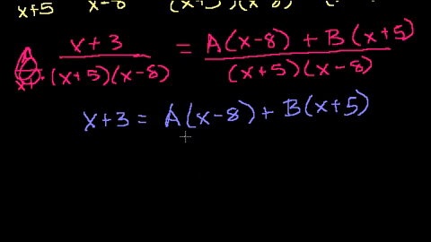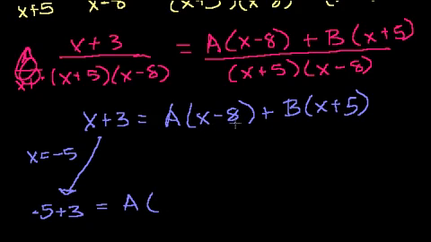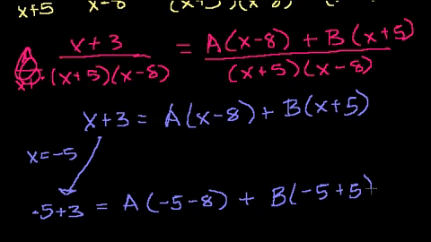If you want to solve for a, let's pick an x that'll make this term disappear. So what x would make this term disappear? Well, if I say x is minus 5, then this becomes 0, and then the b disappears. So if we say x is minus 5, I'm just picking an arbitrary x to be able to solve for this. Let me just write it out. Minus 5 plus 3 is equal to a times minus 5 minus 8 plus b times minus 5 plus 5. And I picked the minus 5 to make this expression 0.